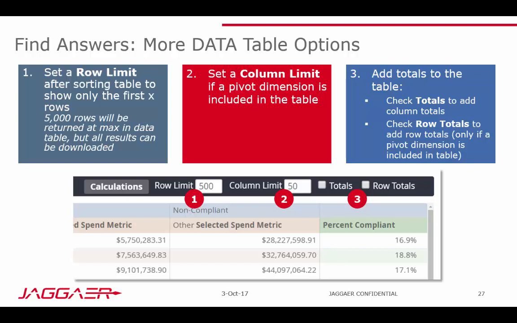But I do want to mention that 5,000 rows will be returned at maximum in the data table. So when you're looking at Looker in the data table, you'll only see up to 5,000 rows. However, you can download all of the results beyond the 5,000 limit, and we'll get into that later in this training. The idea behind Looker is that you should be able to aggregate your data or filter it in such a way to create reports that actually make sense for the data that you're looking at.